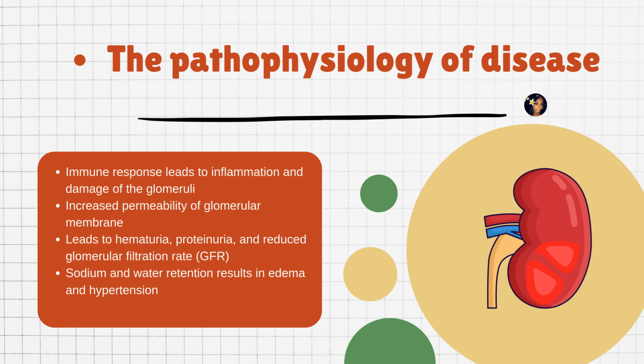The pathophysiology of this disease. Immune response leads to inflammation and damage of the glomeruli. The glomerulus acts as a filter to remove waste and excess water from the blood. Increased permeability of glomerular membrane leads to hematuria, proteinuria, and reduced glomerular filtration rate. Sodium and water retention results in edema and hypertension.